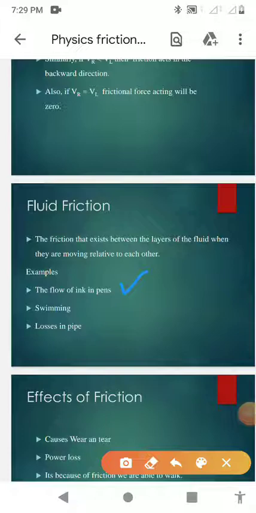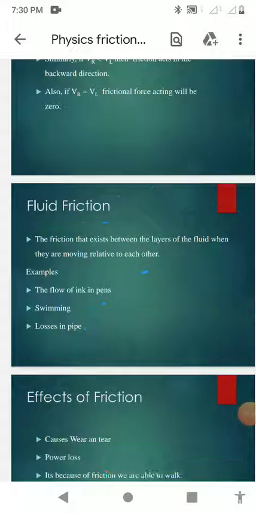One layer of that link will overcome the other layer, and there we get the letters and words, and likewise sentences. This is the example of fluid friction. Or we can say the example of swimming, or various losses in pipe. When we see the pipelines, due to the bends or due to the enlargement or reduction in area, there are various losses. So why do these losses happen? Because of this fluid friction.